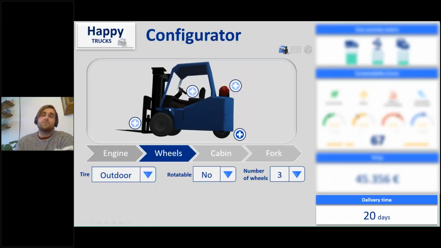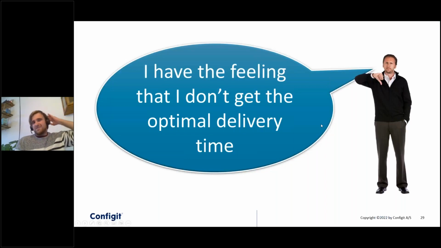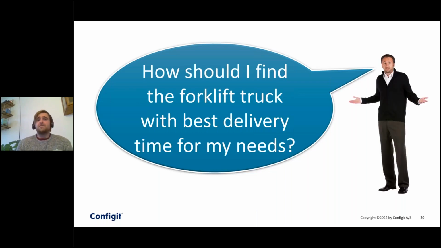So he could go back to the configurator and just click around and say, what if I click on rotatable yes? Then again, delivery time is being calculated, 22 days. No, this was not the best solution. So again, 20 days. Okay, so this could be annoying. And Nico has the feeling that he does not get the optimal delivery time with this approach. So how should he find the best forklift truck with the optimal delivery time for his needs?